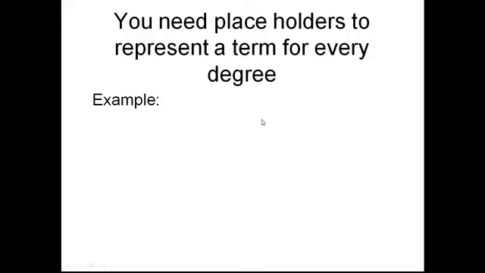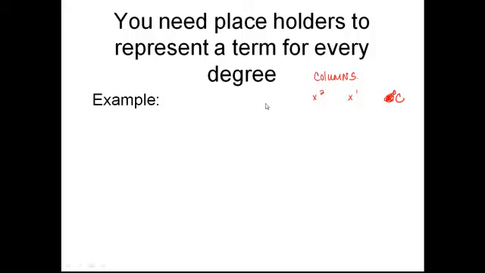One thing, when you are setting these division problems up, you need placeholders to represent a term for every degree. So remember when I was saying that columns, you have a certain column x squared and then x and then a constant. So what we're saying here, this is technically x to the 0, and remember x to the 0 is just 1. Anything to the 0 power is just 1. So that's when we have a constant in that last row.